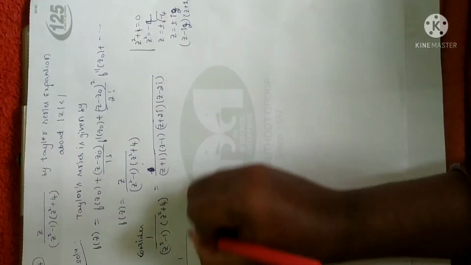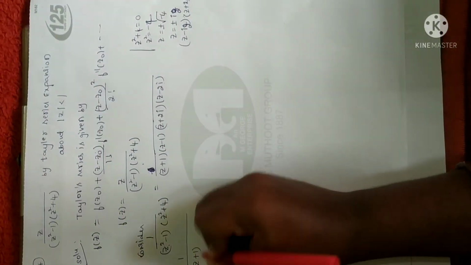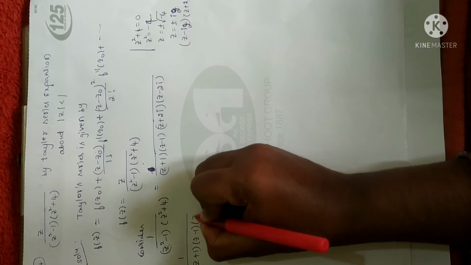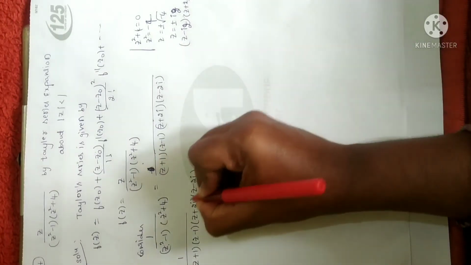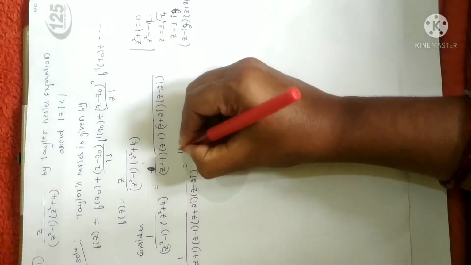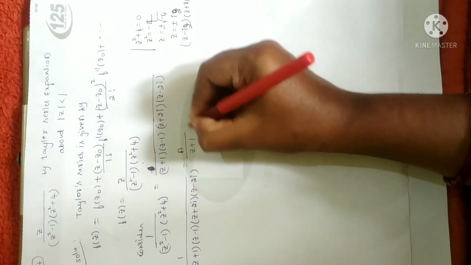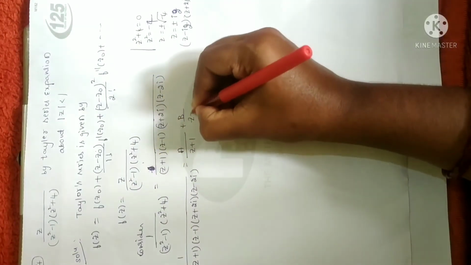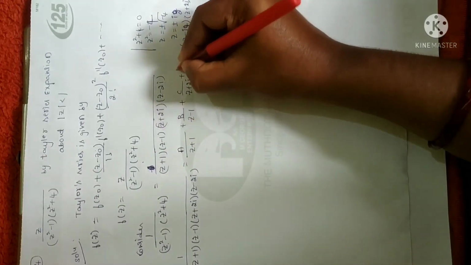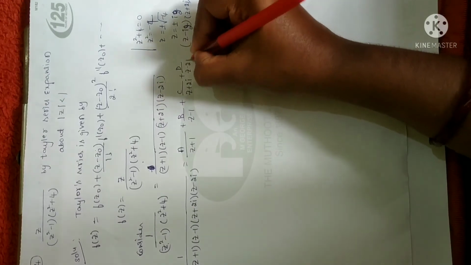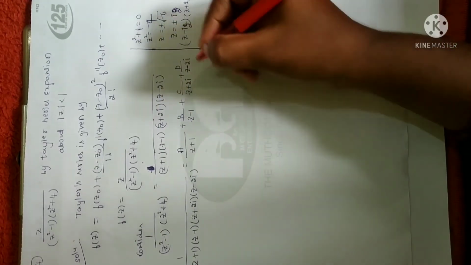Now let us consider this term, that is 1 divided by (z plus 1) into (z minus 1) into (z plus 2i) into (z minus 2i). Now we can split this by using partial fractions. So a divided by z plus 1 plus b divided by z minus 1 plus c divided by z plus 2i plus d divided by z minus 2i. Now we can solve it by using the partial fraction.